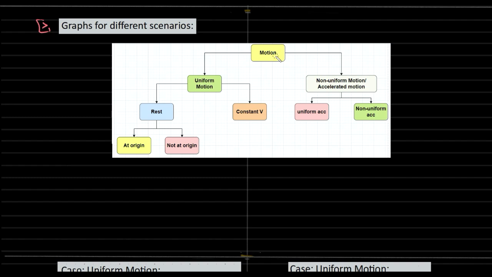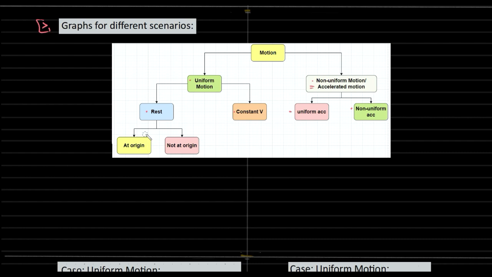When we talk about motion, we can classify it as uniform motion and non-uniform motion. Non-uniform motion is also called accelerated motion. Under accelerated motion, we can further classify the motion as uniform acceleration and non-uniform acceleration. Under uniform motion, the classifications are rest and the object being at constant velocity.